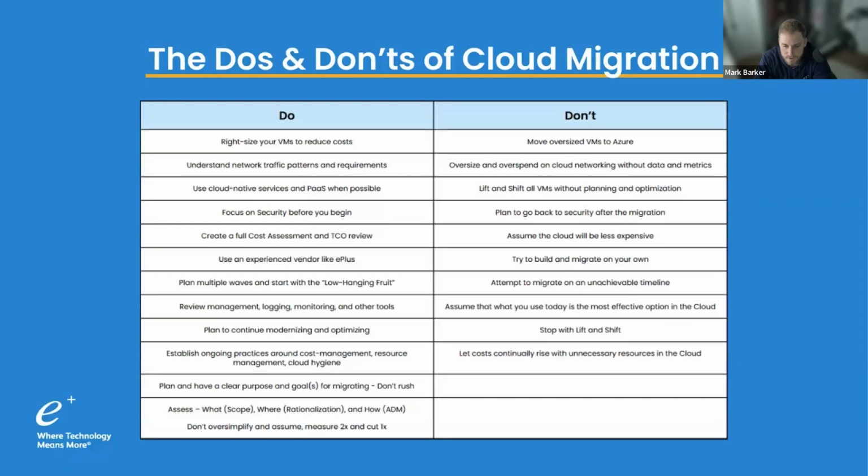So the don'ts are basically the opposite of the do's on these, right? You don't want to move oversized VMs to Azure. You want to make sure they're optimized. You don't want to oversize and overspend on cloud networking without data and metrics, which you will get with your Faddom tool. Lift and shift of all VMs without planning and optimization is not something you want to do. That's going to cause an incredible amount of cost in the cloud.